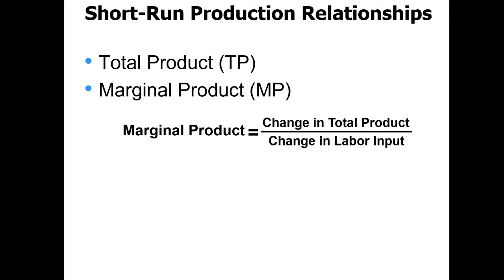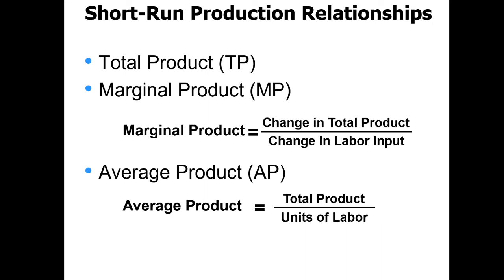Then we look at average product, which is total product divided by the units of labor. So what's the average product of those two workers? Well, total product was 50, there were 2 workers. Average product is 25. Marginal product of the second worker was 30. Average product at 2 workers, 25.